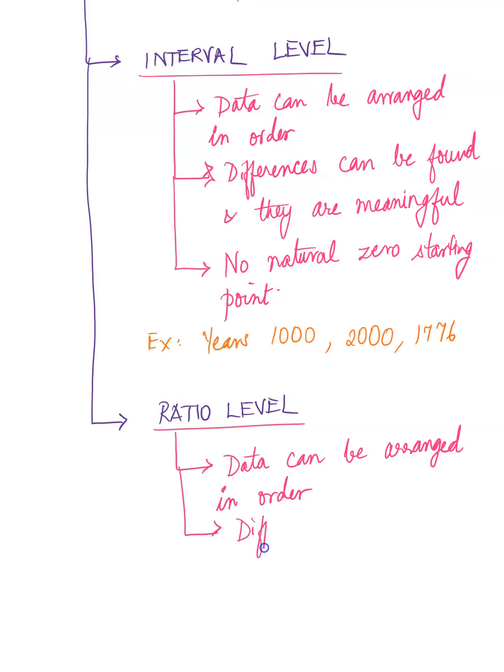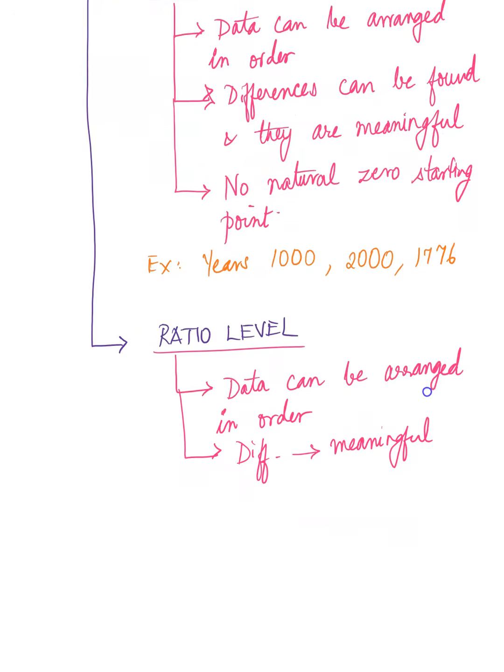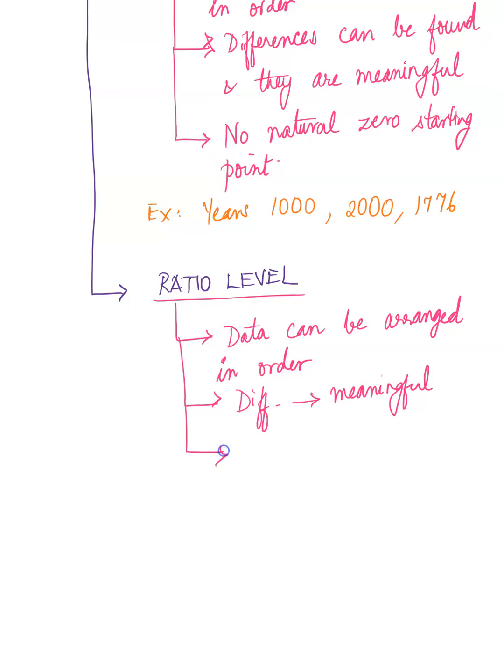Differences can be found. So I'll just say differences are found and can be meaningful. And what's missing there is found here. There is a natural zero starting point. I'll give you a relatable example, okay? You can think about class times, okay?